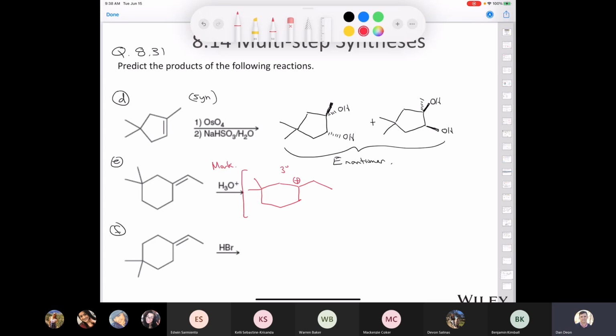I'll put brackets around it to represent that it's an intermediate. I would say no. It is not going to undergo any rearrangement. There's no way it can rearrange to make something more stable. And so if there's no rearrangement, the nucleophilic attack by the water is going to occur at that carbon, and then after a proton transfer, you're going to end up with this compound.